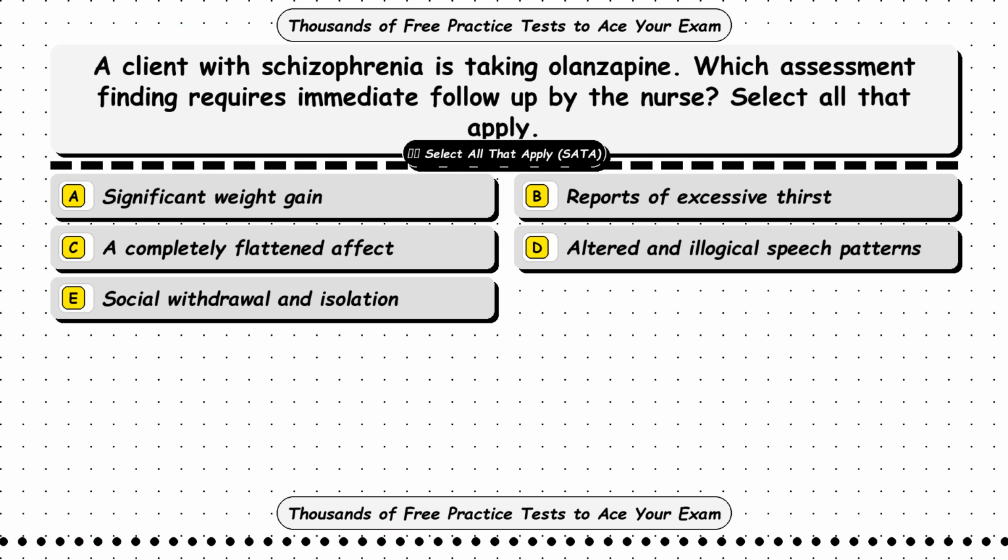Question 27. A client with schizophrenia is taking olanzapine. Which assessment finding requires immediate follow-up by the nurse? Select all that apply. Option A, significant weight gain. Option B, reports of excessive thirst. Option C, a completely flattened affect. Option D, altered and illogical speech patterns. Option E, social withdrawal and isolation.